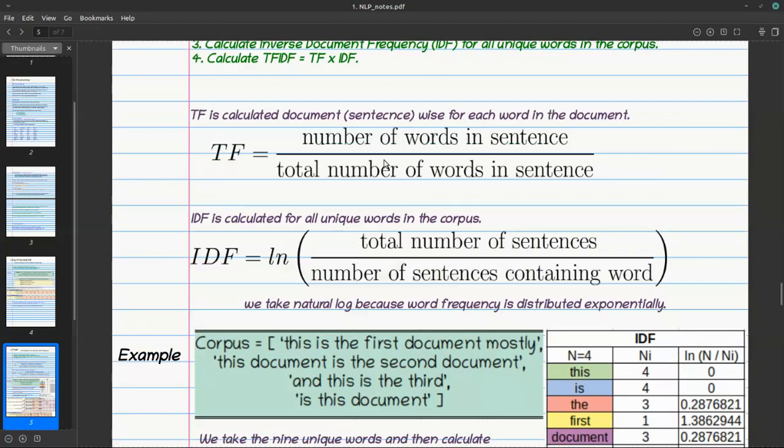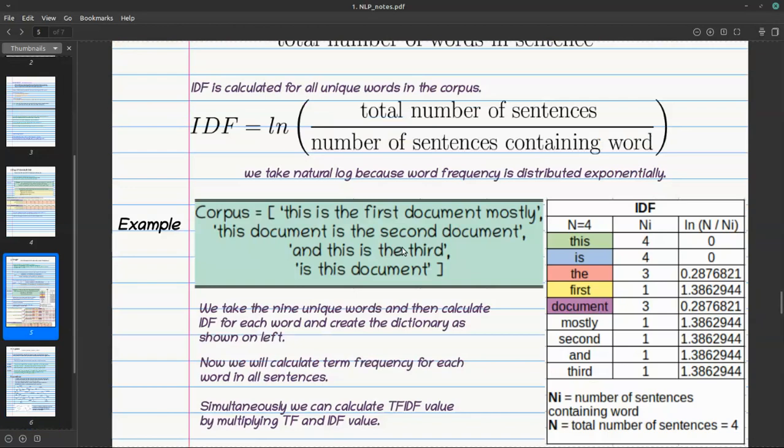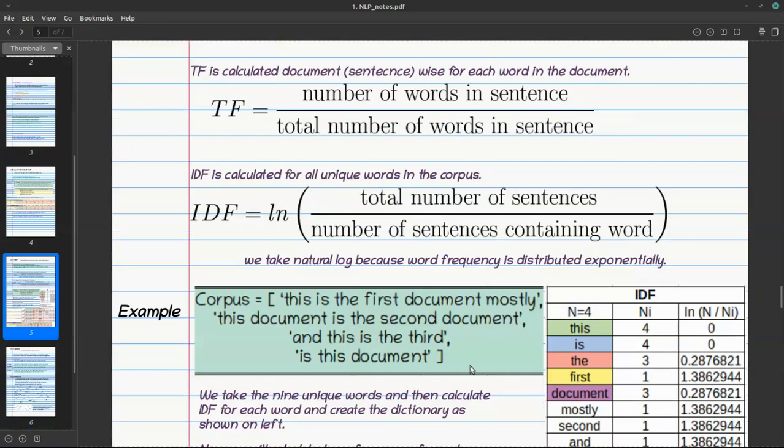TF is nothing but the term frequency, right? Term frequency, and TF is calculated document-wise. There is some terminology here. What the document is, what the sentence is, and what the corpus is. If you have the whole paragraph or the total data that you have, it's called the corpus or corpora, right? And inside that corpus you have different sentences. If you are taking a paragraph as an input, it's called a document. If you're taking a sentence as an input, it's called a document, right?